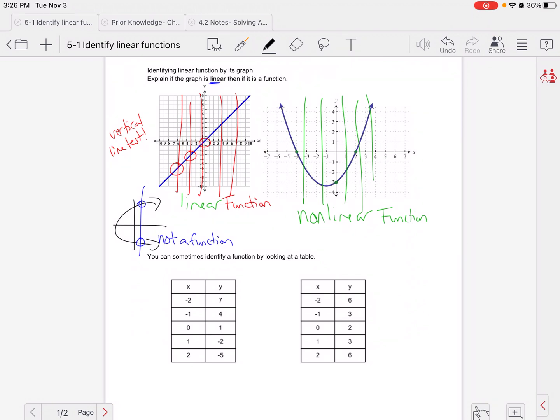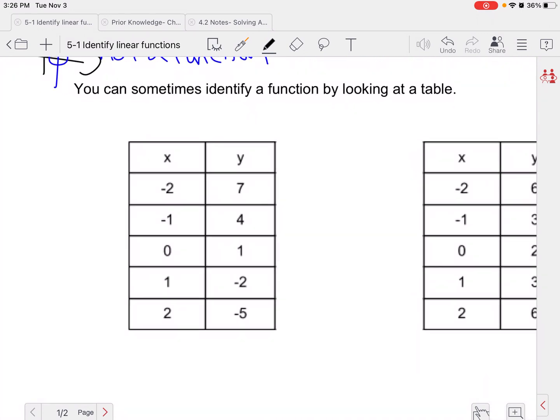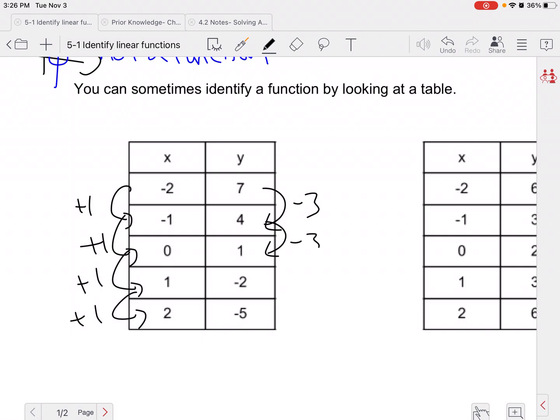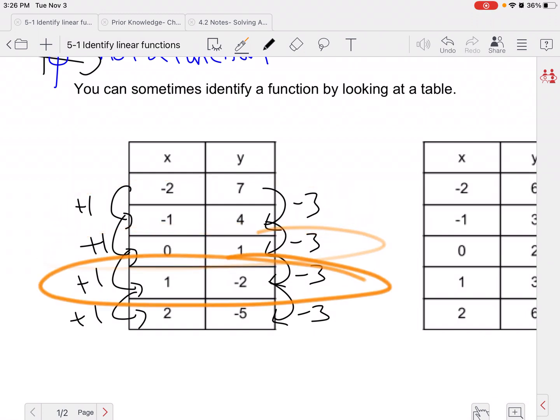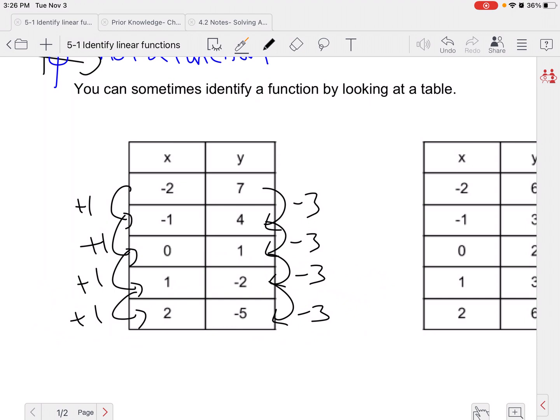That's usually only if we're given a graph. You could plot all your points if you were given points. Another way is if we have a table, we want to look at the jumps. How did we get from -2 to -1? We added 1. From -1 to 0, we added 1. 0 to 1 is a positive 1, and 1 to 2 is a positive 1. Then to get from 7 to 3, we're subtracting 3, and we're doing that all the way down. If something changes, that's an issue. I can see this is 1 over -3, 1 over -3, 1 over -3, 1 over -3. They're all the same, so this would be a function.